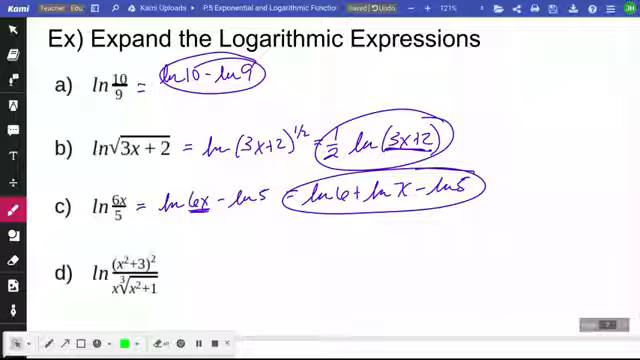So then the big guy. All right, so we're going to break it down. So first I'm going to pull out the exponents.